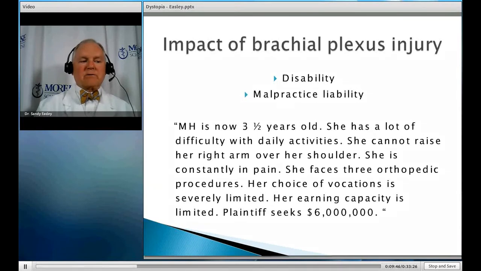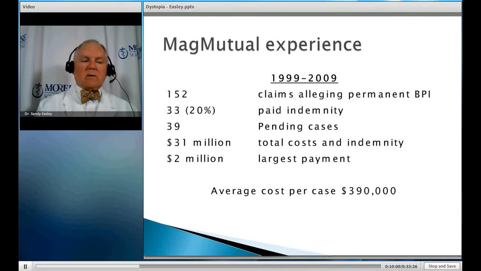In a case such as this, the expected verdict range, if the claim is taken to trial and the jury sides with the child, would be about $500,000 to $800,000. To give one insurance company's experience, let's take a look at the experience of MagMutual Insurance Company over the last 10 years.